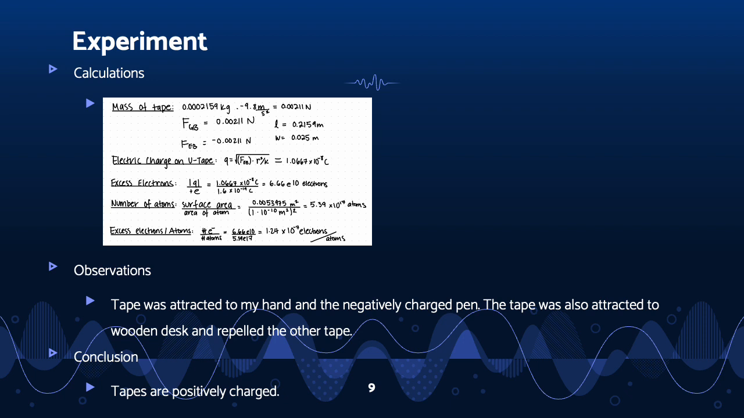Calculation-wise, I calculated the mass of the tape, the electric charge on the U-tape, excess electrons, number of atoms, and excess electrons over atoms. My observations were that the tape was attracted to my hand and the negatively charged pen, and it was also attracted to the wooden desk and repelled the other piece of tape. And my conclusion was that the tapes are positively charged.